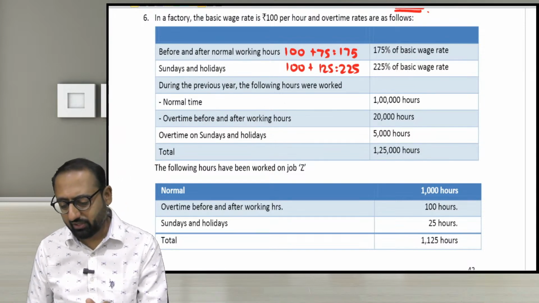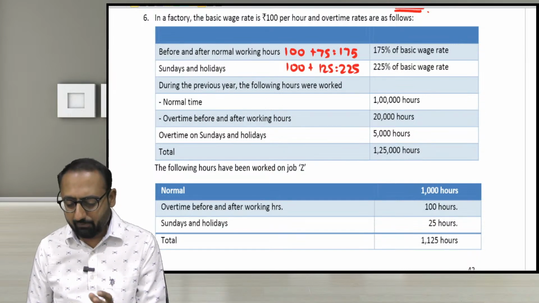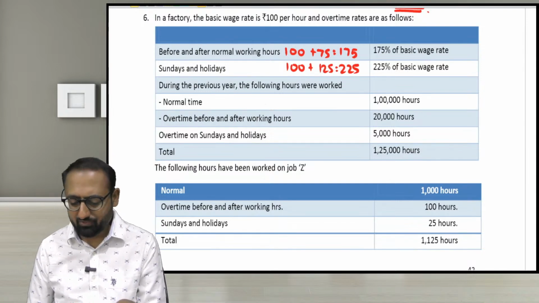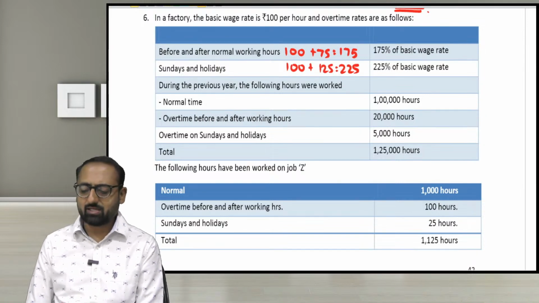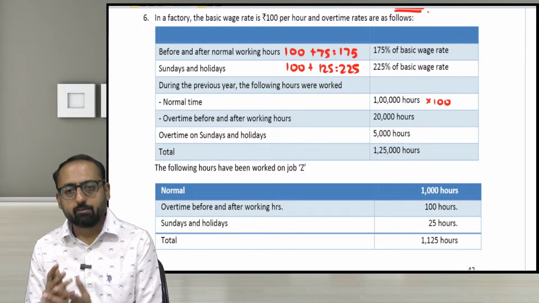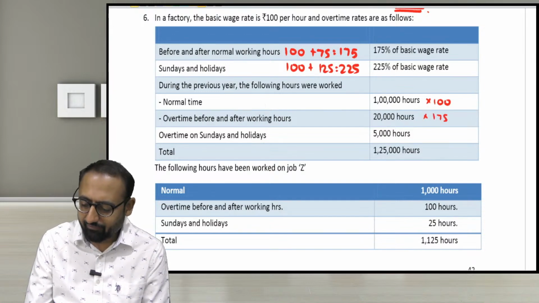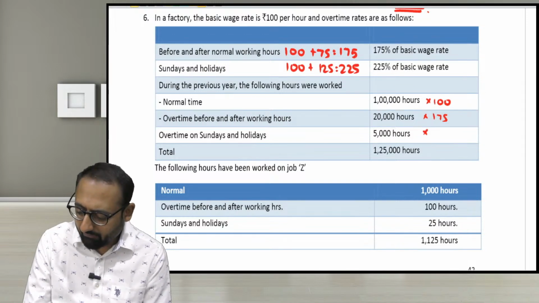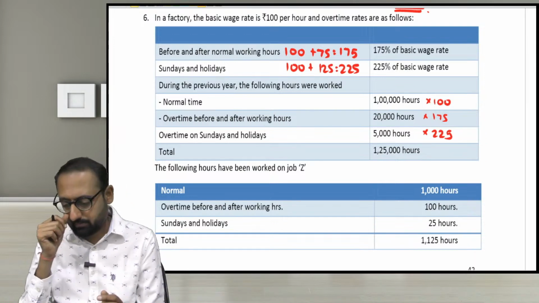During the previous year, the following hours were worked. Normal time 1 lakh hours. Overtime before and after the working hours 20,000. Overtime on Sunday and holiday 5,000 hours. Total 1,25,000 hours worked in the last year. So 1 lakh will be multiplied with 100 rupees, 20,000 hours multiplied by 175, and 5,000 hours on Sunday and holidays multiplied with 225. This is how 1,25,000 hours should have been paid in the last year.